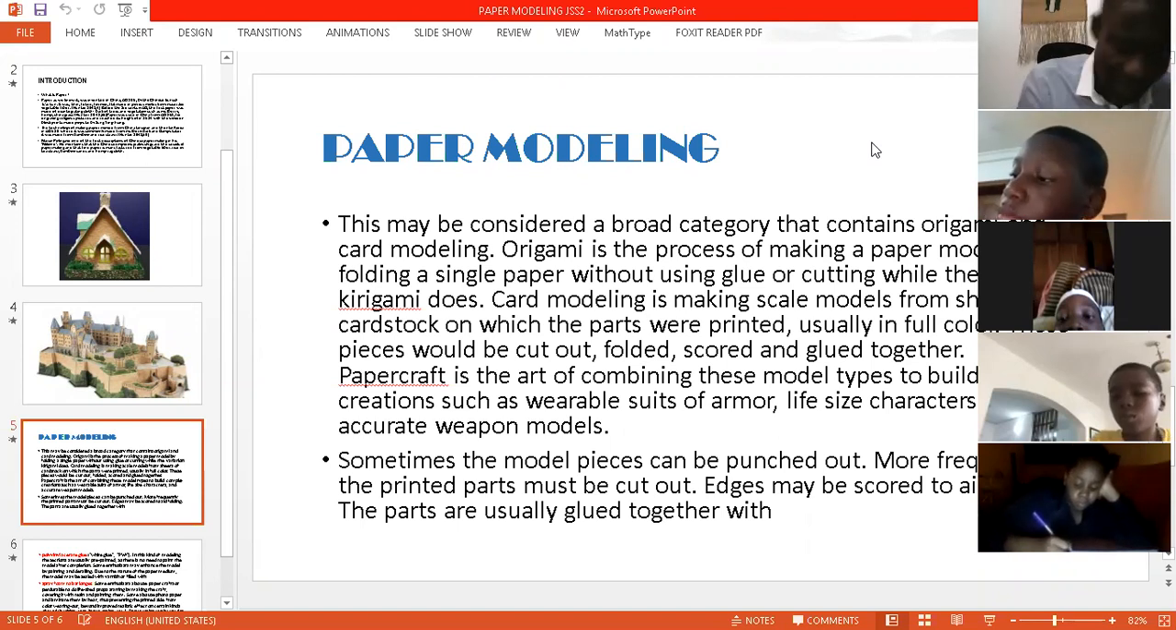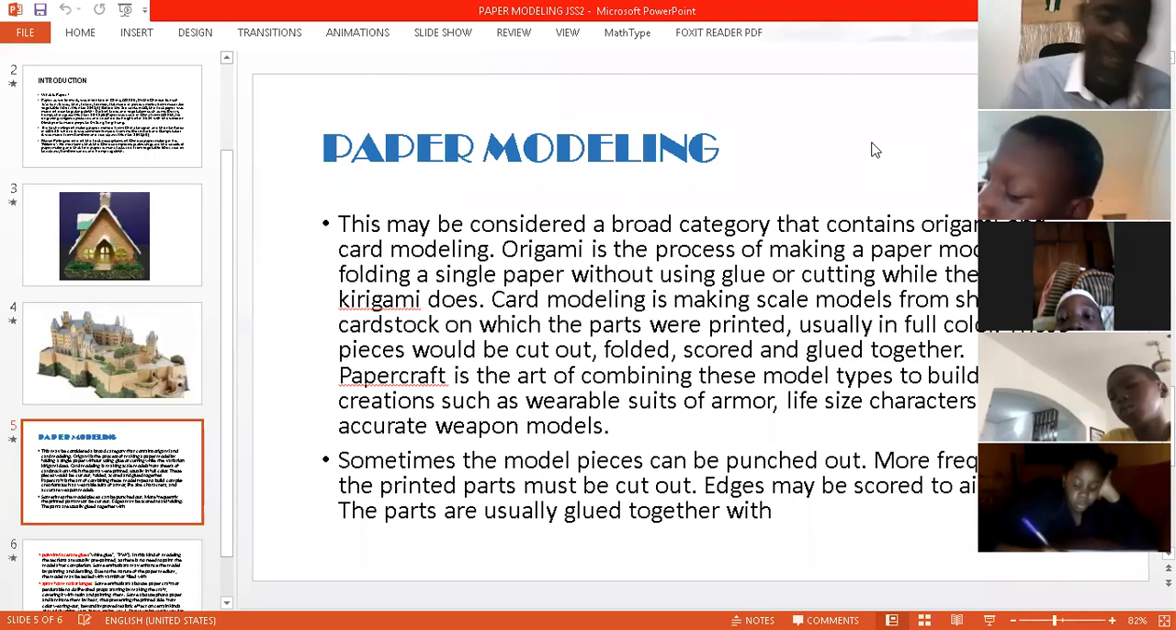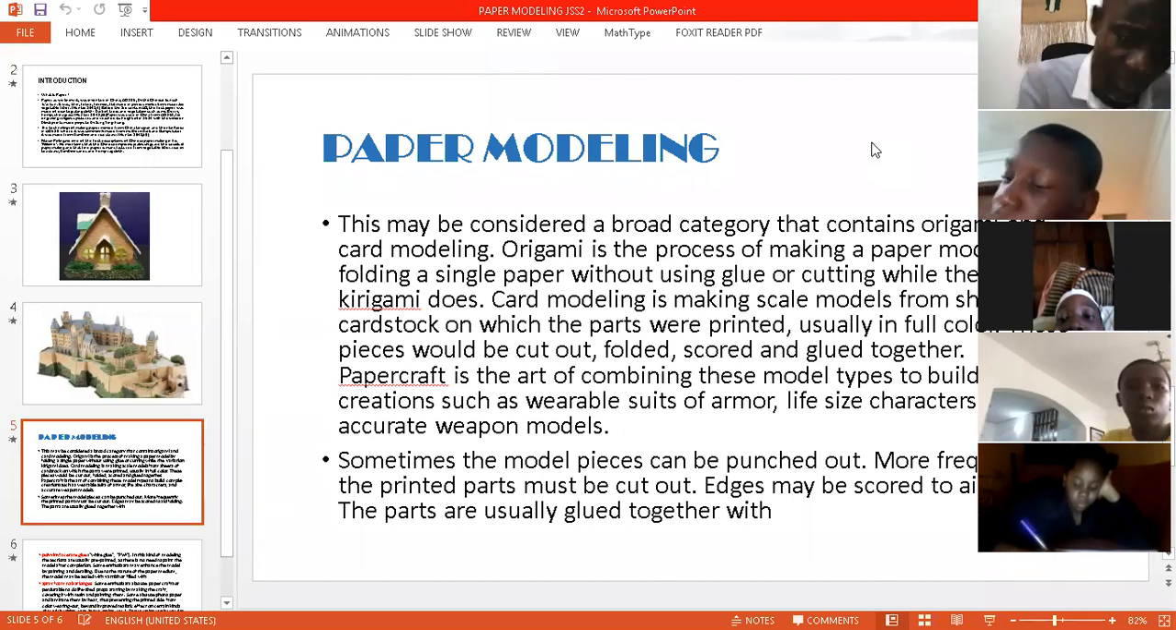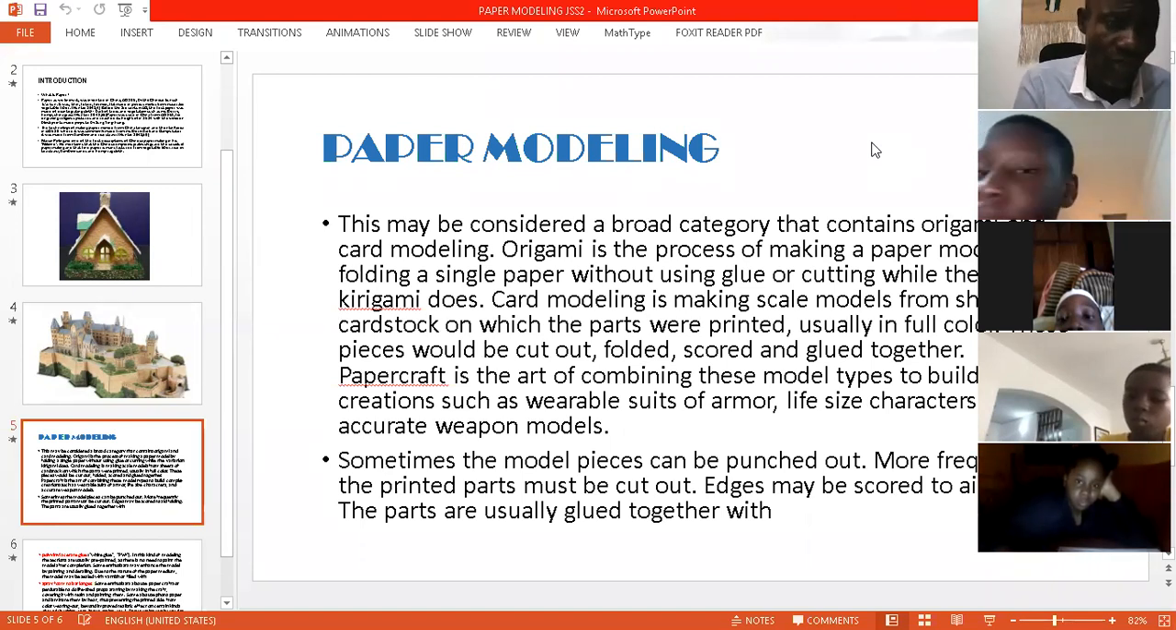But look at this. This paper is soft. If you also place the epoxy or glue on it like this, it will stay. That is also kirigami. But in kirigami, it means we are cutting. We are using pieces of paper that we cut and design to make our model. But in origami, you use a single paper to make our model. I hope you guys understand that. I hope I'm not confusing you.